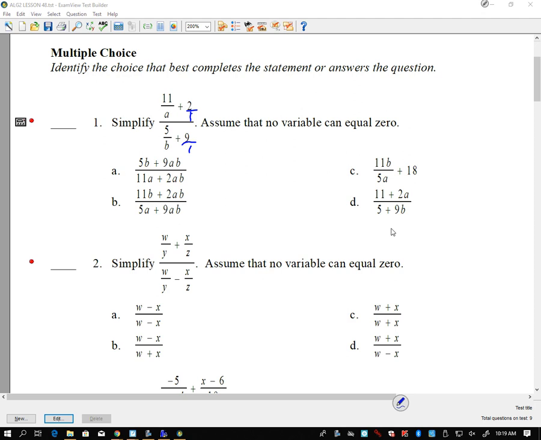Okay, so let's go to the numerator. What do I want to do with the numerator? Get a common denominator. What is the common denominator? It'd be a, and how do I get a in the second fraction? Multiply by a over a. So let's go ahead and rewrite now that numerator fraction as just a single fraction. What is that? 11 plus 2a, because we are distributing the 2 and the a, all over a. Okay, good?